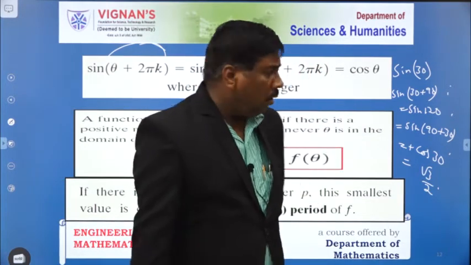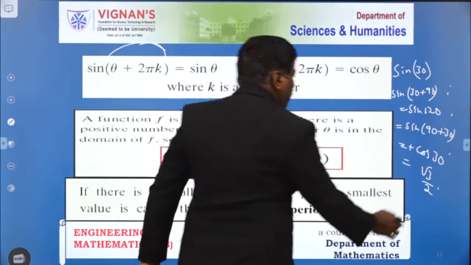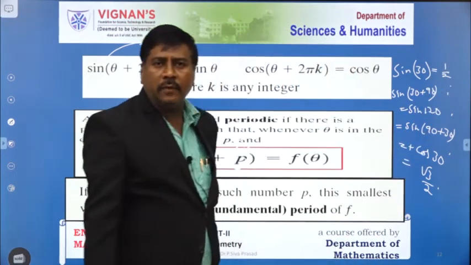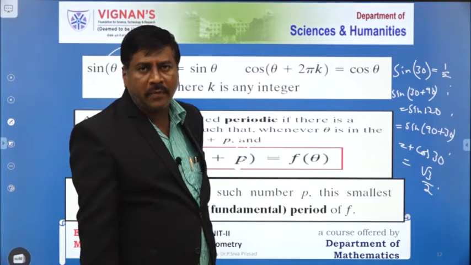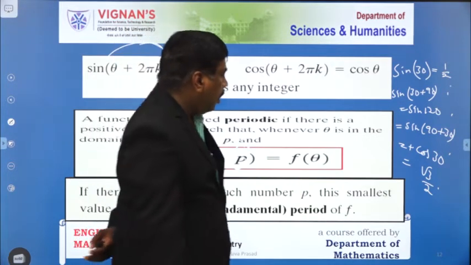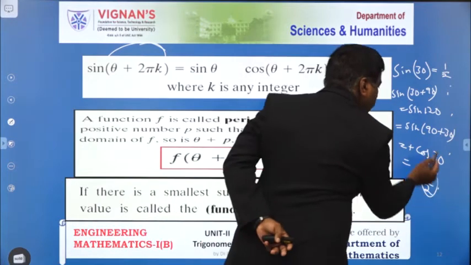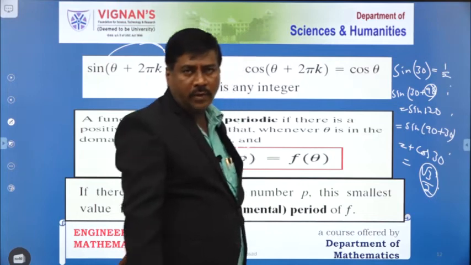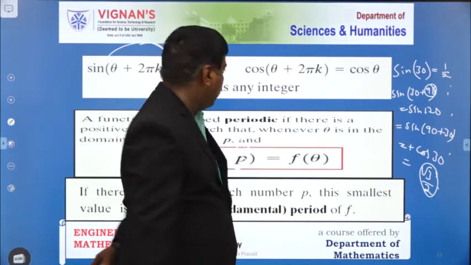Clarification point. What is the sine 30 value? It is 1 by 2. You already learned that sine 30 is 1 by 2 in the previous classes. But here we got root 3 by 2. That means we cannot consider 90 degrees as the periodicity of the given function. Did you catch the point?